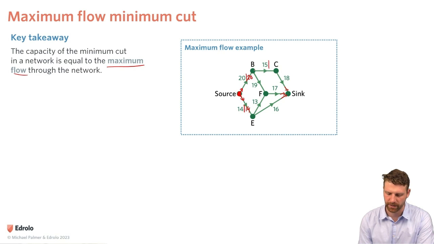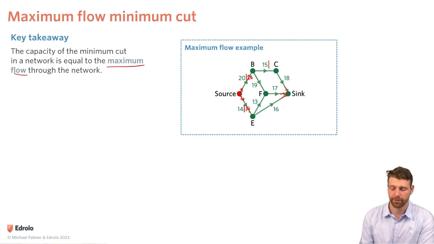all 20 liters through this B to C pipe because it can only take 15 liters per minute or whatever. So I'm going to push as much as I can through there. I'm going to put a 15 there. And then as I follow this through, if I only push 15 liters through BC, I think that I can only push 15 liters through C to the sink because I don't have 18 liters to push through. So I'm going to put a 15 there. So I'm not using that link from C to the sink. I'm not using its full capacity, but that's okay.